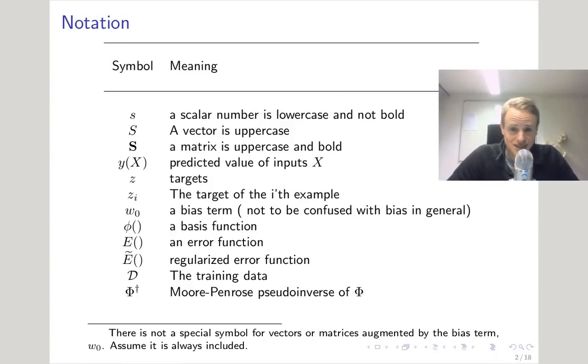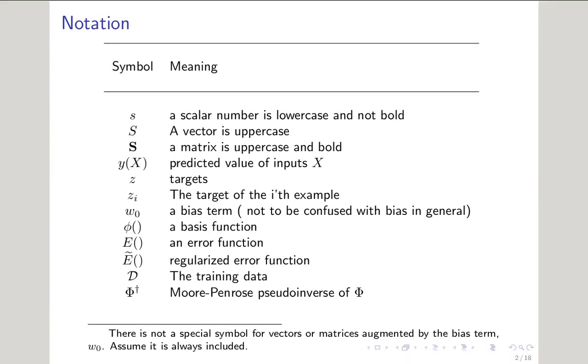Now, you can't have a decent lecture about math without knowing what the symbols stand for. I've tried to keep my notation as close to that used in Bishop's book, but there are some small differences. For example, an uppercase letter denotes a vector, and a bold uppercase letter denotes a matrix. The function y of the vector x are the predicted values of our inputs, the vector x. z are the targets associated with each input vector x. And z sub i is the target value of the ith example.